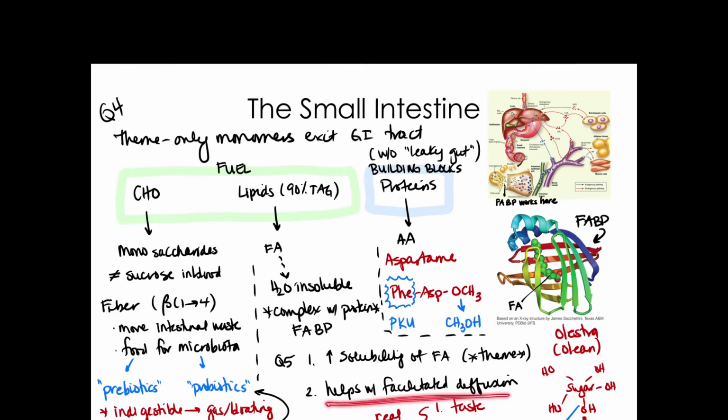And this is also important because it helps with the facilitated diffusion and the influx of fatty acids into your intestinal epithelial cells. Because once we get inside our intestinal epithelial cells and we complex with this fatty acid binding protein, it looks like there's no fatty acids on the inside here. So from a facilitated diffusion standpoint, you're going to continue to pull those fatty acids into your intestinal epithelial cells.